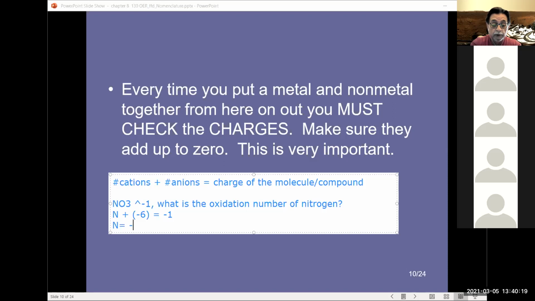-1 plus 6, right? Because we have -1, we add +6 to both sides of the equation. That cancels the -6 on the left-hand side. And so now that is equal to 5. So in the nitrate polyatomic ion, nitrogen has an oxidation state of +5, okay?